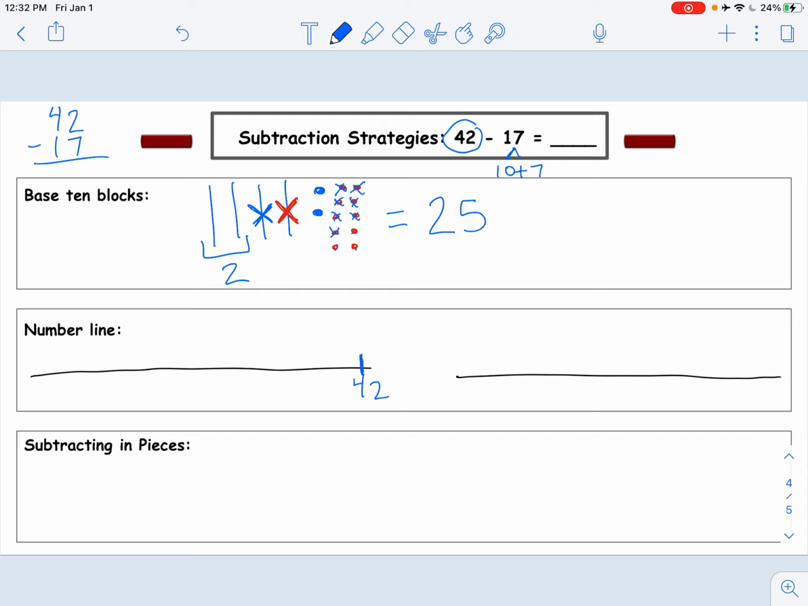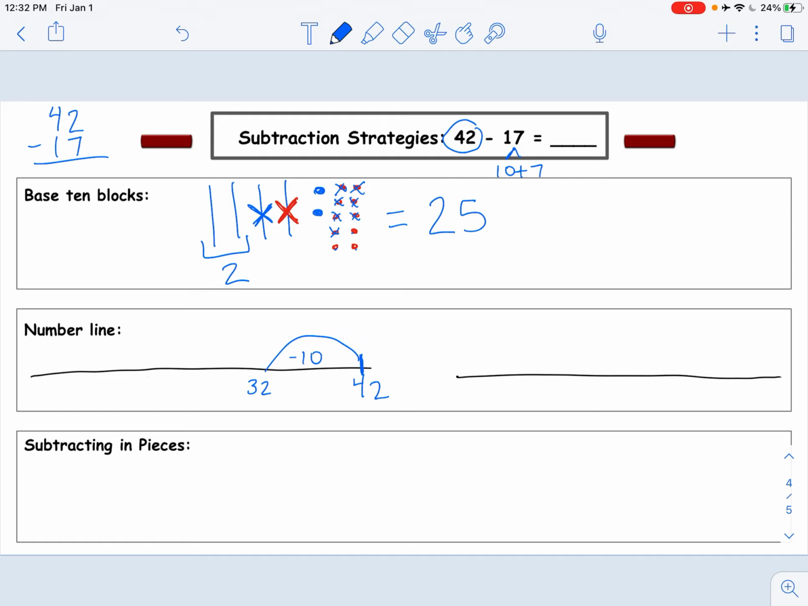That helps me know that I need to take away 1 hop of 10 and then 1 hop of 7. So, of course, we can do our minus 10 and land on 32. And then some students, of course, can just figure out the minus 7 and land on 25. Some students, however, have a little trouble with that.